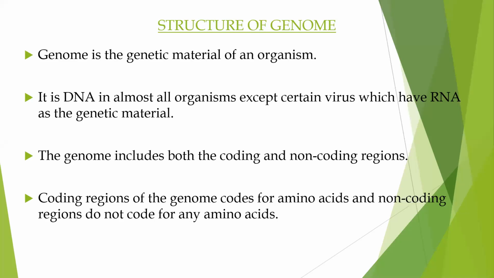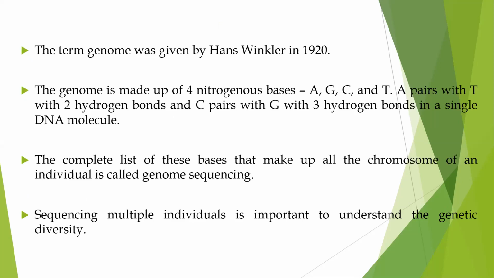The genome of the organisms are usually made up of both coding regions and the non-coding regions. Now, what is the difference between coding and non-coding regions? Coding regions are those which are going to code for amino acids, and these amino acids will be later on joined together to give us proteins. The non-coding regions are that part of the DNA which does not code for any amino acids. The term genome was given by Hans Winkler in 1920.